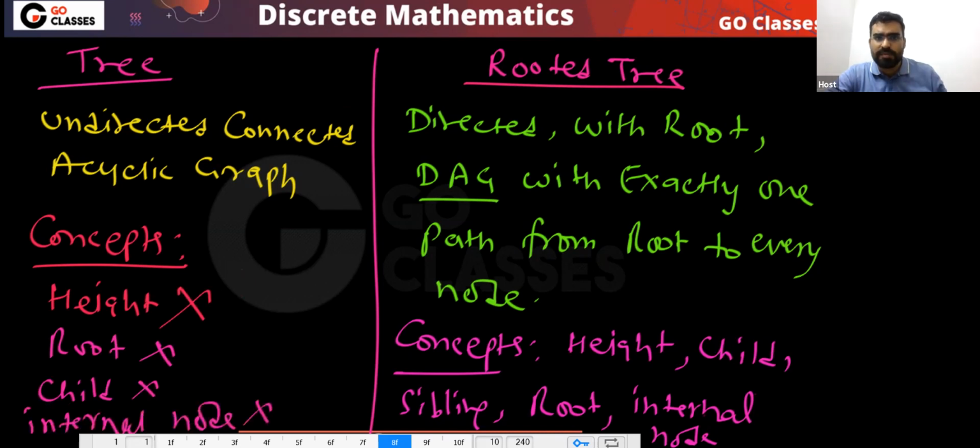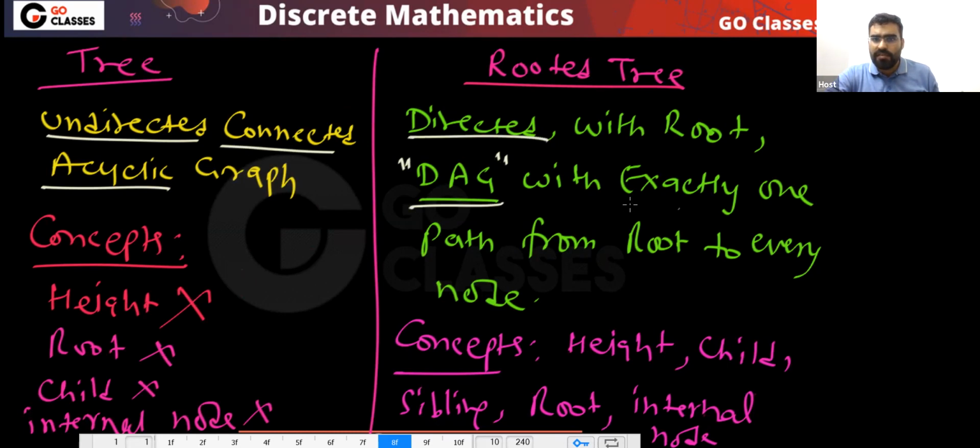We don't have these concepts in a tree. Is this clear to everyone? So this we have already seen, the difference between tree and rooted tree. A tree is very simple: it is an undirected connected acyclic graph. A rooted tree is a directed acyclic graph with exactly one path from the root to every node.